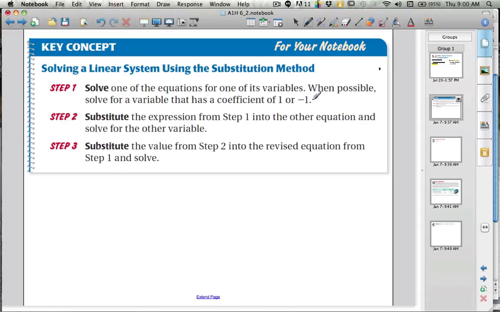Once you've solved for it, then substitute the expression you get into the other equation, and this is really important, into the other equation. You can't put it back in the same equation. Then solve for the other variable. Once you have found the value of a variable, you can plug it back into any one of the original equations to find the second variable. And this is how we'll find our x and y coordinates.